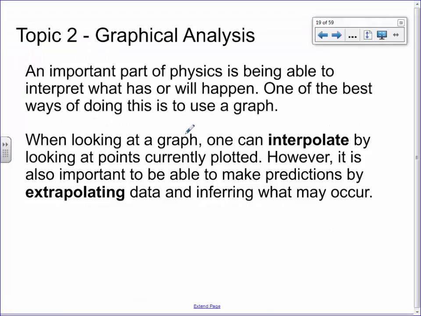Okay, so today's topic is graphs, and I have an intro slide to describe things here. One of the things we do in physics is try to figure out what has happened, and maybe more importantly, what will happen. Really good science should always make a prediction.